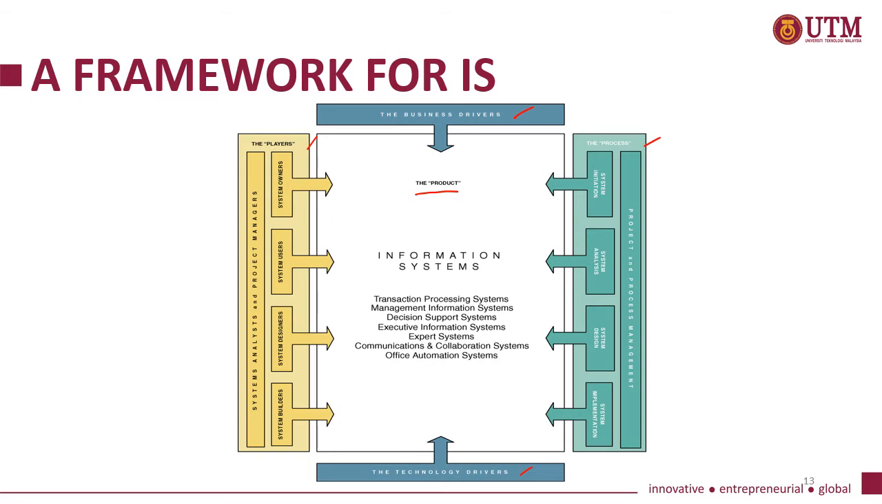We have a few types here. We have transaction processing systems, management information systems, decision support systems, executive information systems, expert systems, communication and collaboration systems, and office automation systems.